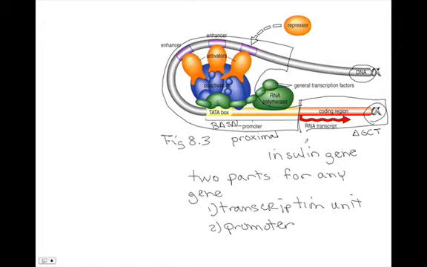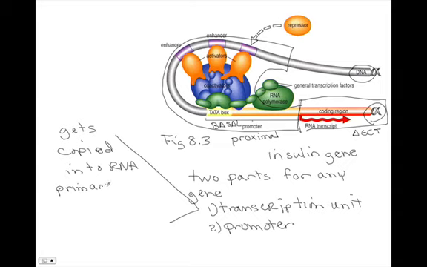We'll first talk about the transcription unit. The transcription unit is the part of the gene that gets copied. The transcription unit gets copied into RNA. And that first copy into RNA that gets made is called the primary transcript. And the primary transcript gets spliced to form mature RNA, for the case of, say, a protein coding gene, mRNA.